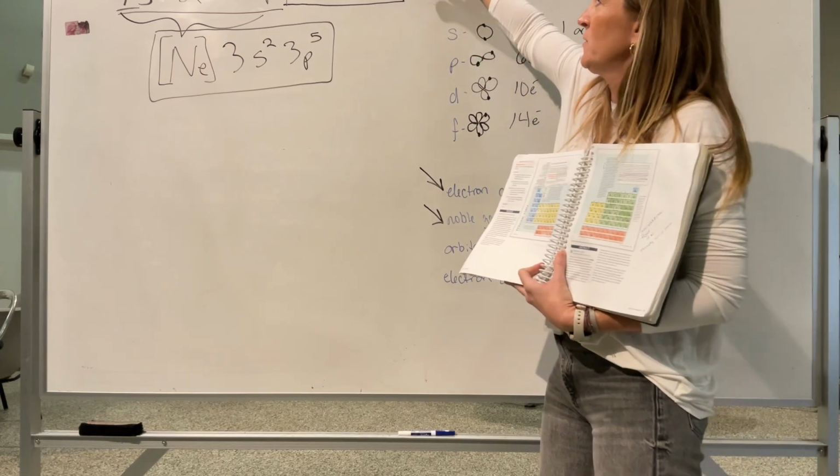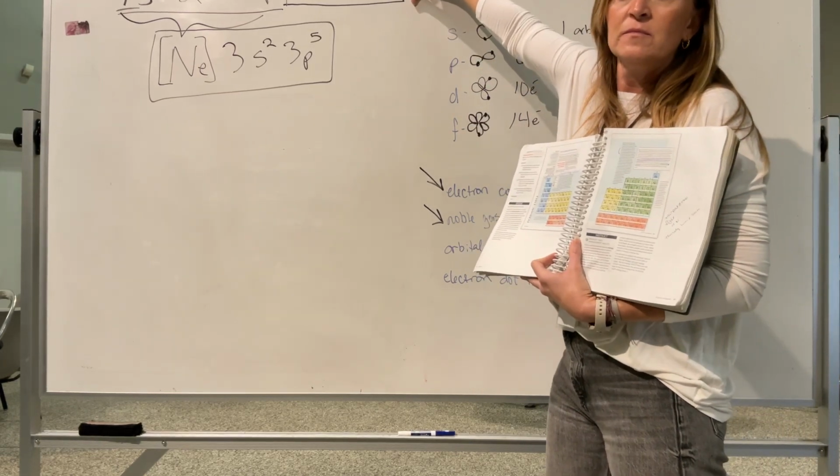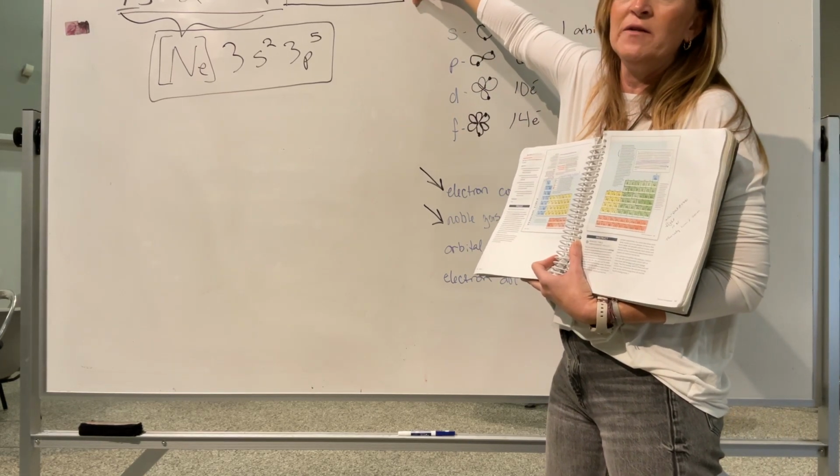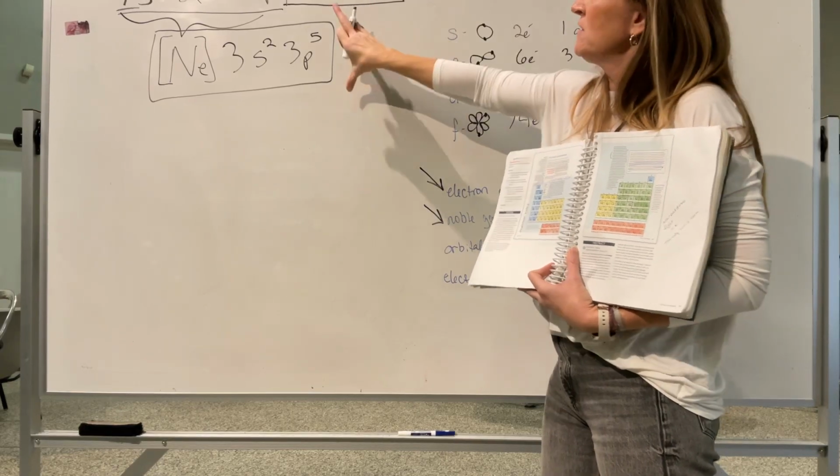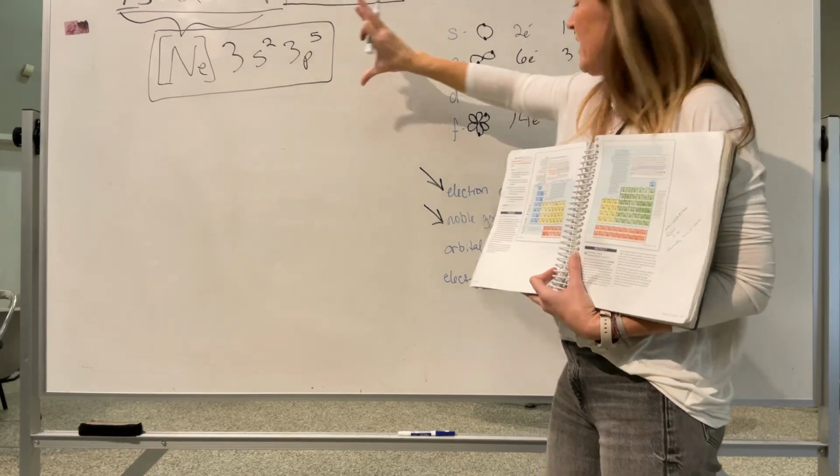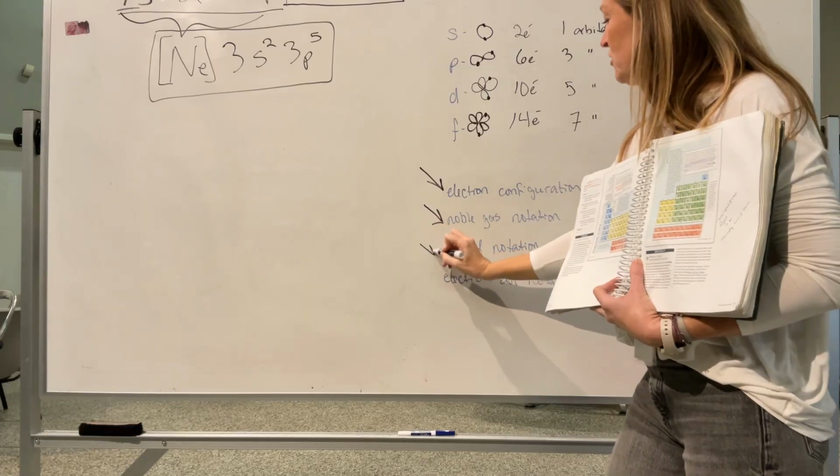So what's this one up here called? This type of configuration is called what? Electron configuration. This one is called noble gas. Now we're going to look at orbital notation.